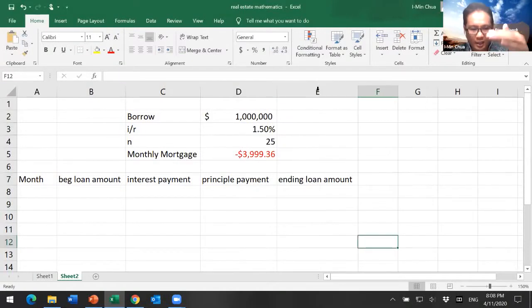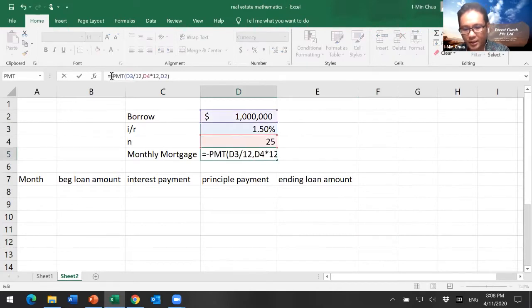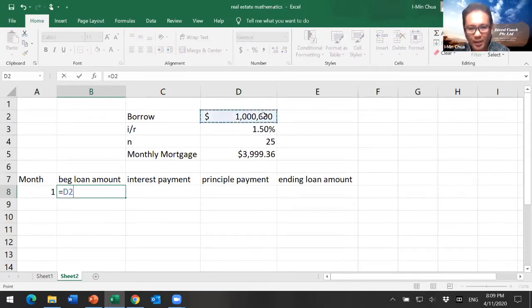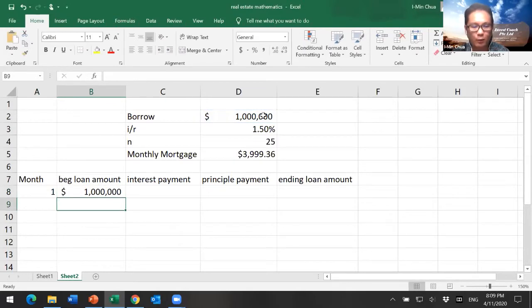Okay, I just want to break down to show you how it works on a monthly basis. I just make this positive. So let's say in month one, what happened here is this: how much do you owe the bank? You actually owe the bank 1 million, correct? So at the beginning of month one, you actually owe the bank 1 million.